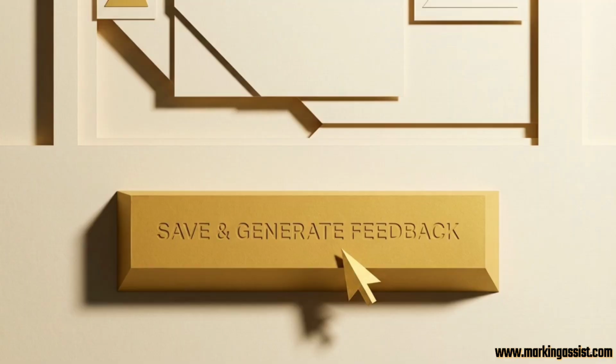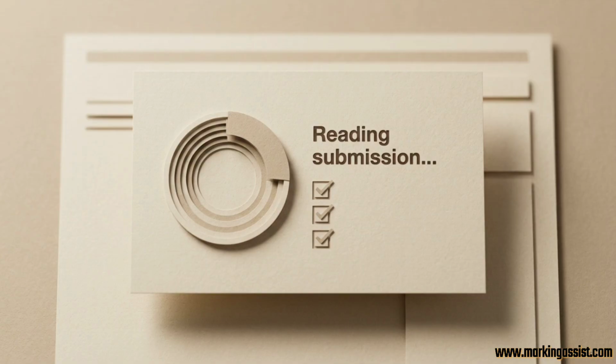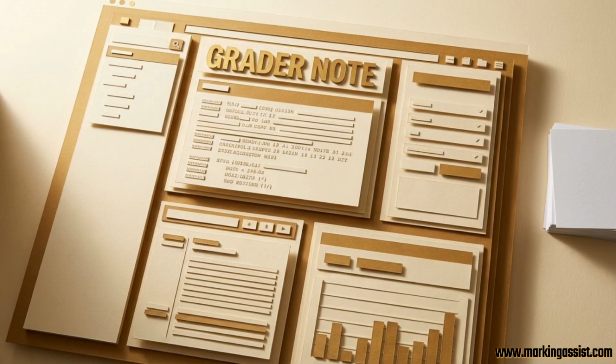Now click Save and Generate Feedback. Each generation costs 1 platform credit. A loading window will appear for about 15 to 60 seconds, while the AI reads the submission and cross-references it against your attached rubric. Once finished, the system produces 2 distinct outputs.